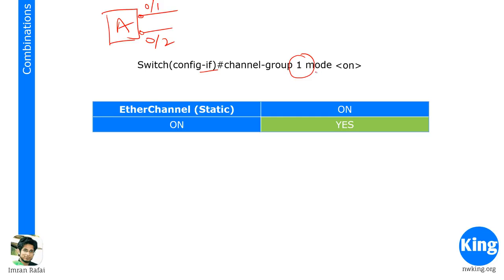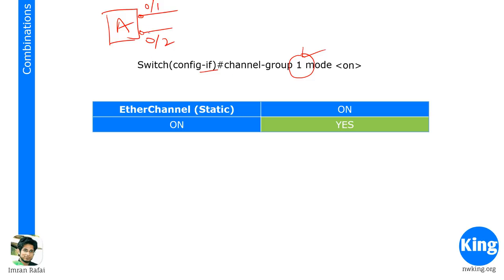And then we give the keyword mode, and we say on. FA0/1. Again, we go to FA0/2. We would do the same thing, channel group 1, mode on. So basically, if you want to club these two, this number should match on both the ports, and everything else also should match.